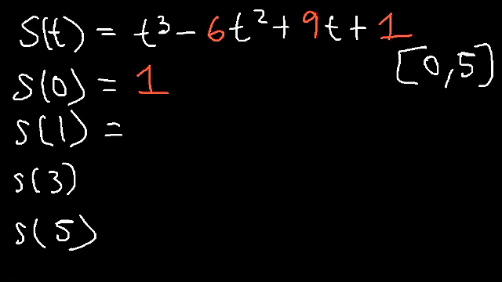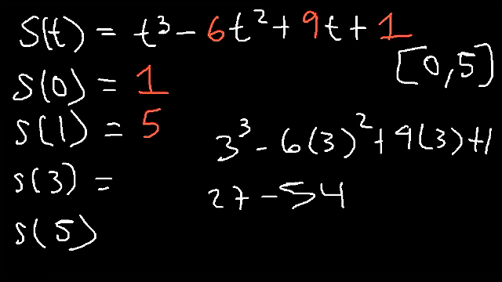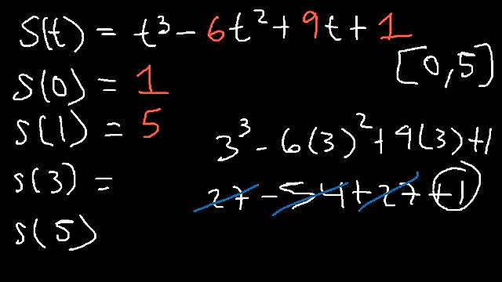So we simply get 5 at position 1. Now what about at position 3? If we plug in 3, it's 3 to the third minus 6 times 3 squared plus 9 times 3 plus 1. 3 to the third, that's 3 times 3 times 3, which is 27. 3 squared is 9 times 6, that's 54. 9 times 3 is 27, and then plus 1. 27 and 27 is 54, which cancels with the negative 54, so we just get 1.